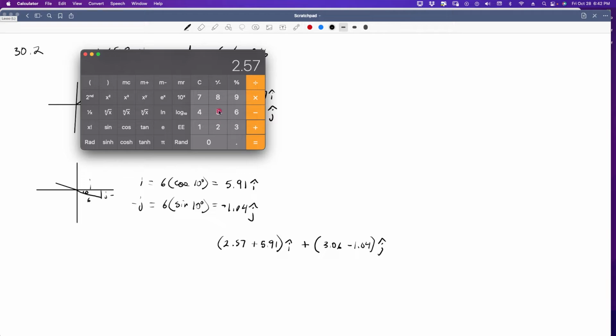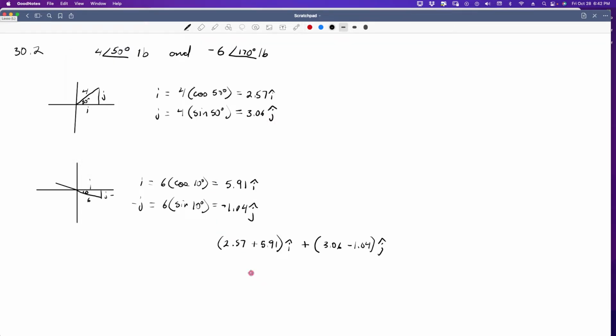2.57 plus 5.91. It's 8.48 is our I term. And that's going to be plus because this is a bigger number and it's positive.